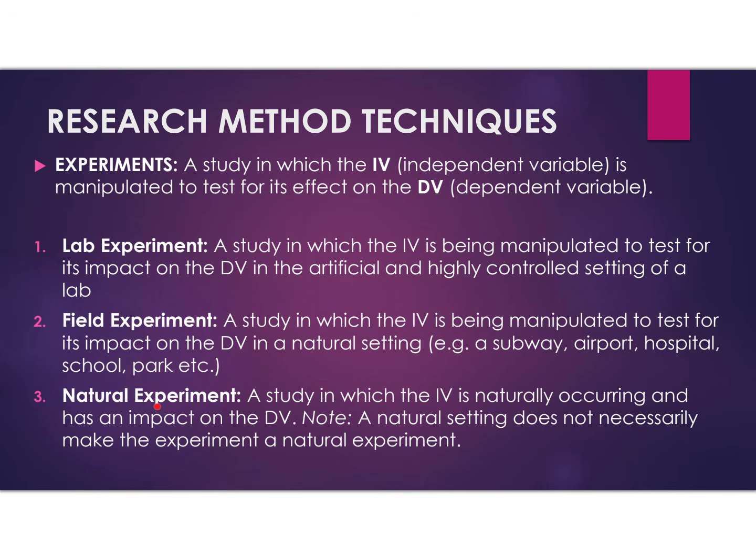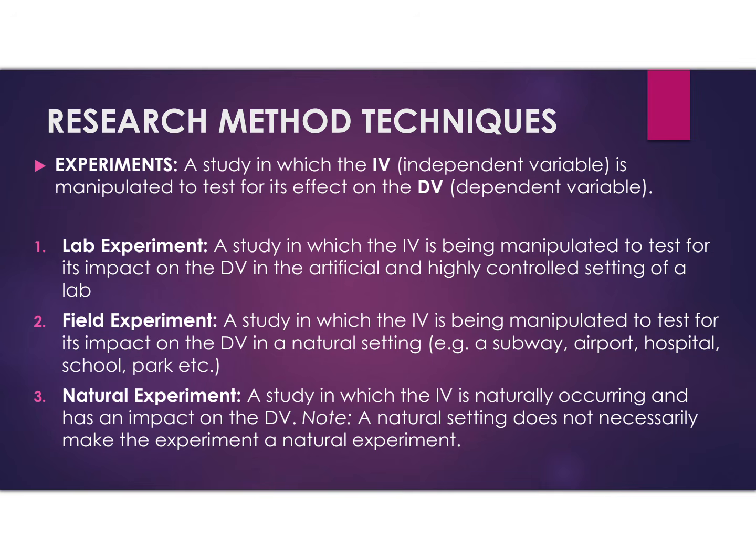Natural experiment has nothing to do with the setting. This is very important because students end up confusing field with natural experiment all the time. They see the term natural experiment and they think, oh, natural setting. So a field experiment is natural setting. A natural experiment has got nothing to do with the setting, but it is when the IV is naturally occurring. So we can do a natural experiment in a lab, we can do a natural experiment in a field setting, that doesn't matter. As long as the independent variable is naturally occurring, we call it a natural IV.